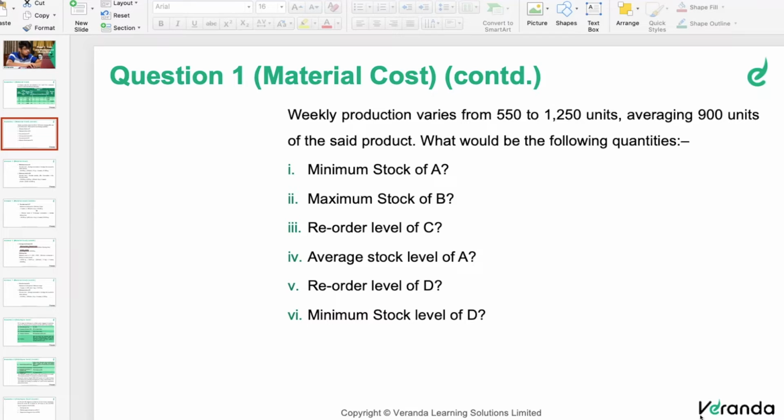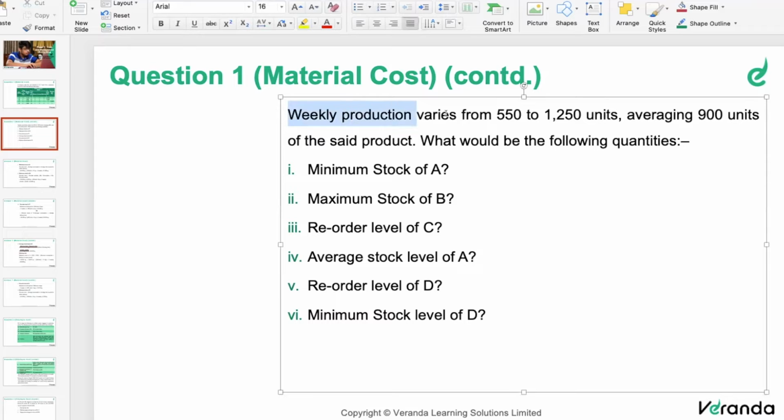Okay. Now, the next important thing. Weekly production. If you look at this particular line, weekly production varies from 550 to 1250. Am I right? Now, can you please tell me out of which what is the minimum? 550. Maximum? 1250.